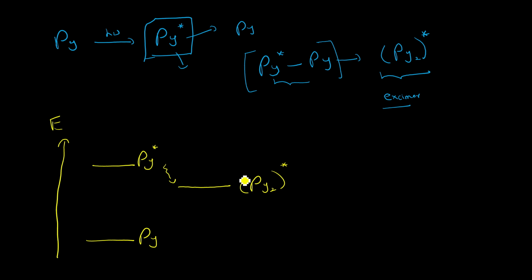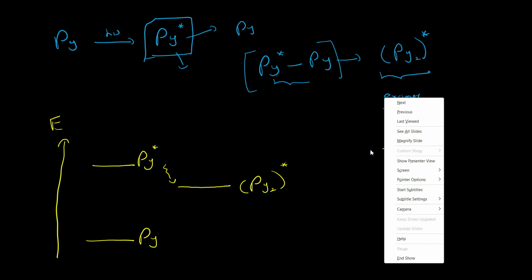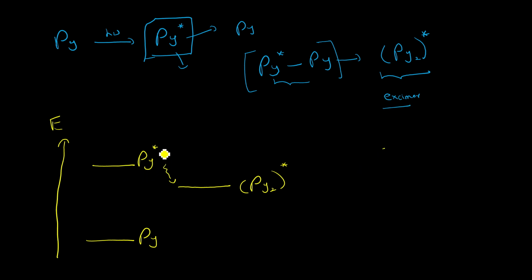Now when this stabilization happens, when the relaxation, I mean the emission, happens, the energy is removed from the excited state to the ground state. In the normal case, this is the energy transfer from the excited pyrene molecule to the ground state pyrene molecule. So let's denote the energy difference as delta E1.